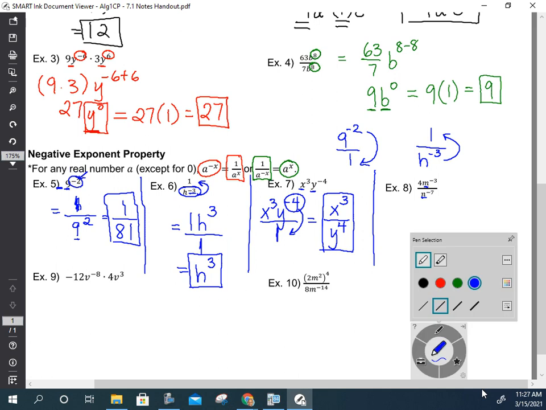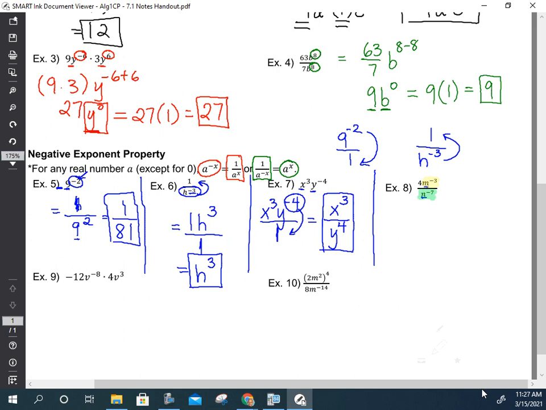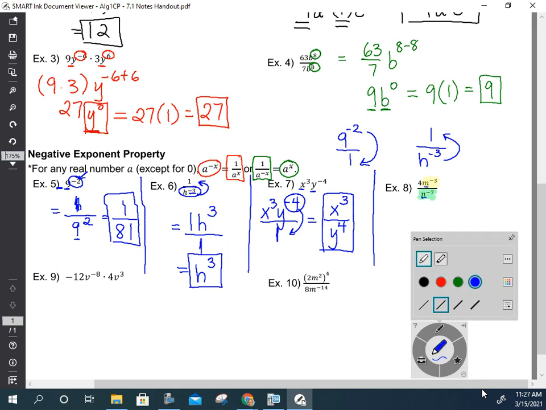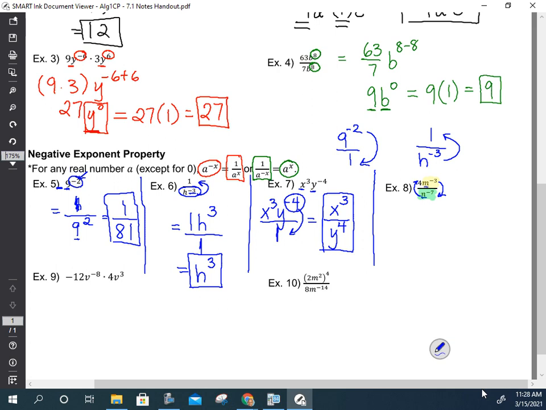So you have a negative exponent at the top, and you have a negative exponent at the bottom. The negative at the top is going to move to the bottom. The negative at the bottom is going to move to the top. The 4 didn't have anything attached to it, so 4 is going to stay where it is. M moves to the bottom and n moves to the top.